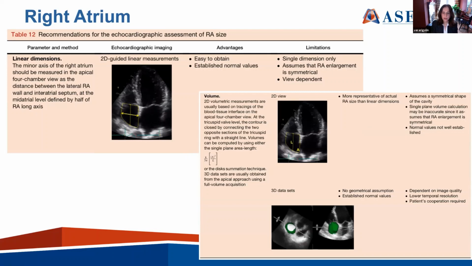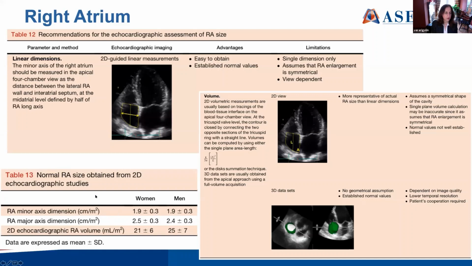Now, we can also measure volumes, as shown here, and this is more representative of actual right atrial size than the linear dimension, but again, because we're only doing it in one view, it assumes that the right atrium is symmetrical in shape, and normal values are not fully established. We can also do 3D echo to measure the right atrium, but again, it's dependent on image quality. There's lower temporal resolution, and patient cooperation is needed.